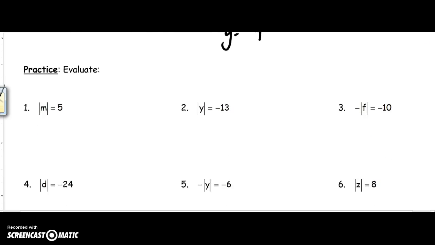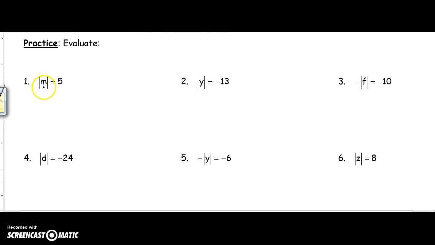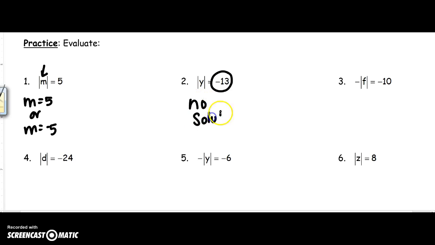So here are some examples. When you have the absolute value of m equals 5, m can be 5 or m can be negative 5. Because each of those, when put right back into m, gives you the distance from 0, which gives you 5. Can you end up with an absolute value of negative 13 when you don't have the negative out front? The answer is no. So in this case, this is a no solution.